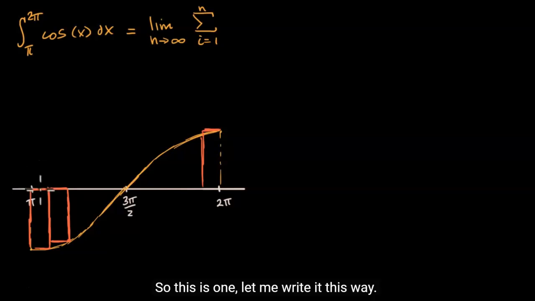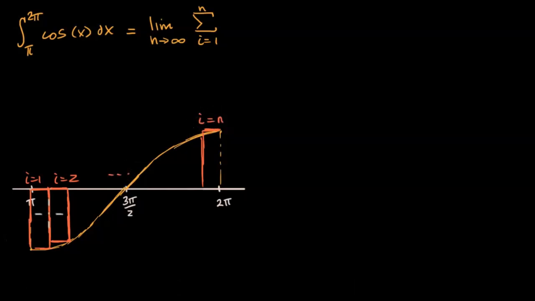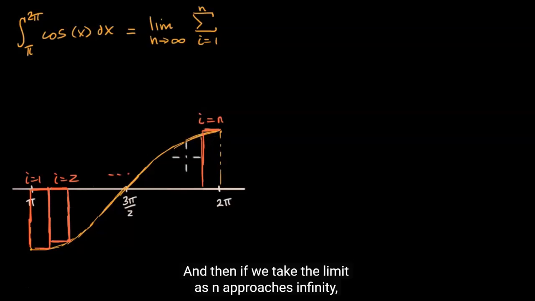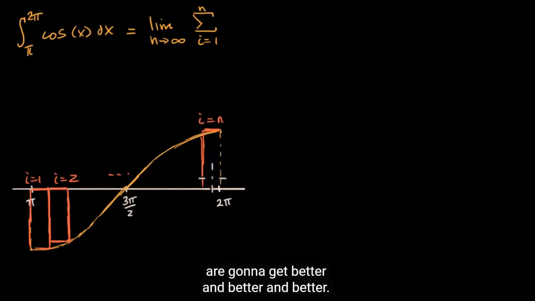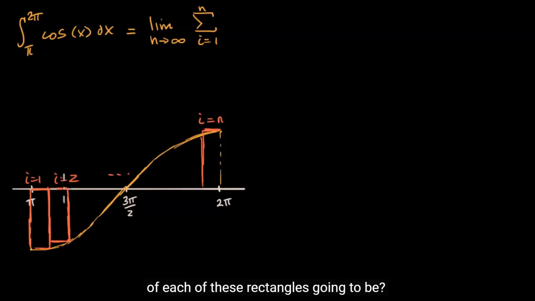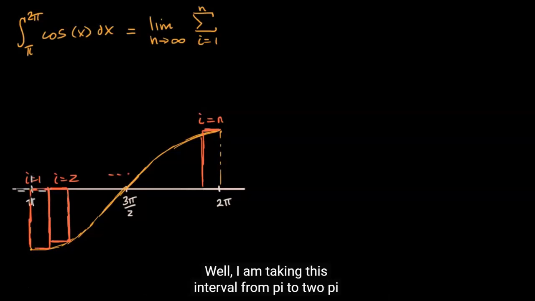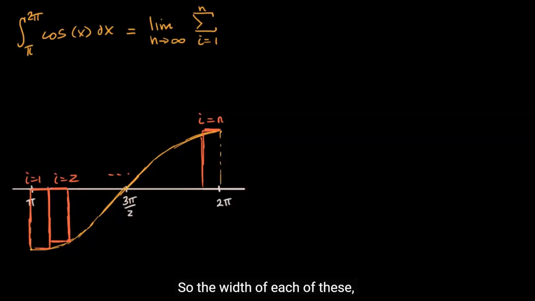Let me write it this way. This is i is equal to 1. This is i is equal to 2, all the way until we get to i is equal to n. And then if we take the limit as n approaches infinity, the sum of the areas of these rectangles is going to get better and better and better. And so let's first think about it. What is the width of each of these rectangles going to be? Well, I am taking this interval from pi to 2 pi, and I'm going to divide it into n equal intervals.